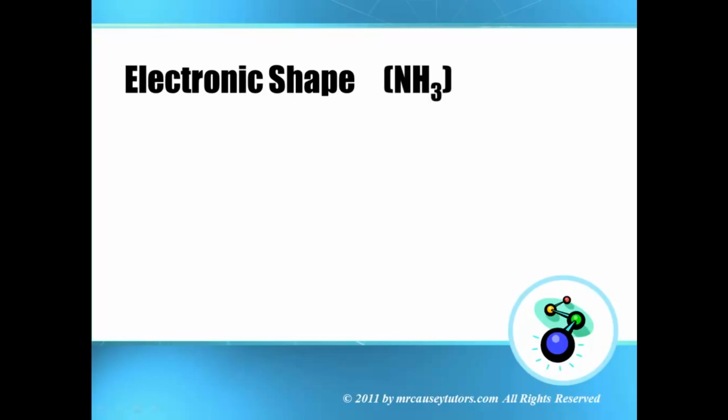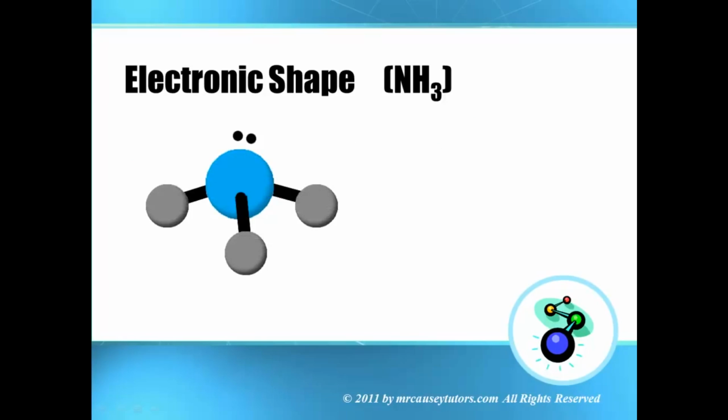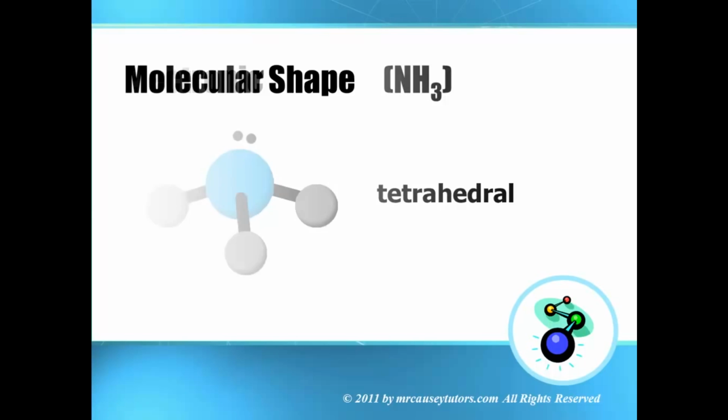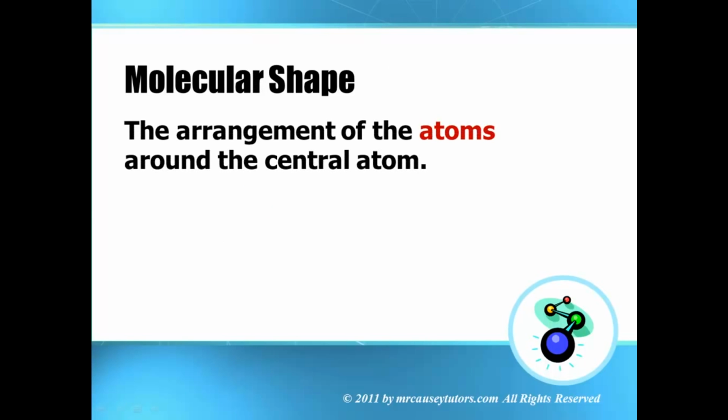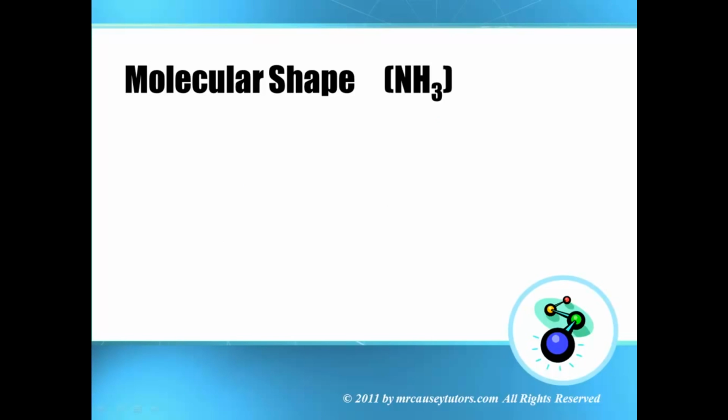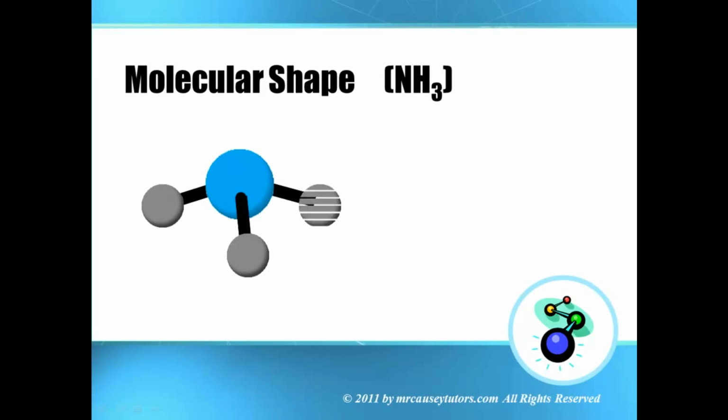Electronic shape of ammonia. And see how that looks there? This is tetrahedral, because we include the electron pair as well. The molecular shape, the arrangement of the atoms around the central atom, bonds only. Ammonia has a molecular shape of trigonal pyramidal. Now you need to look at that. Go back and look at the other one if you need to.